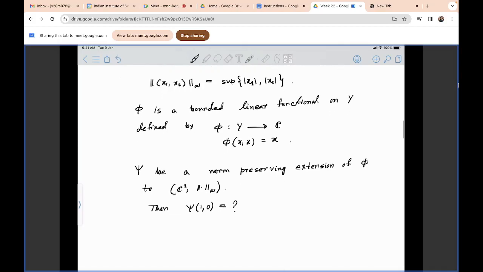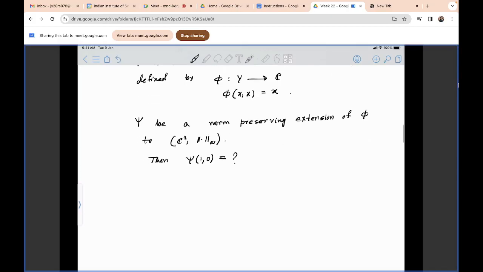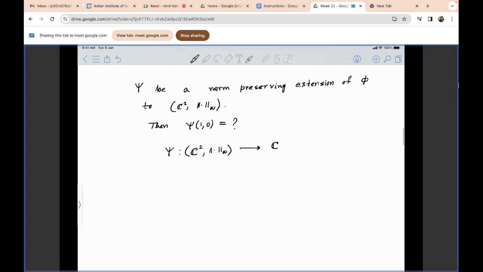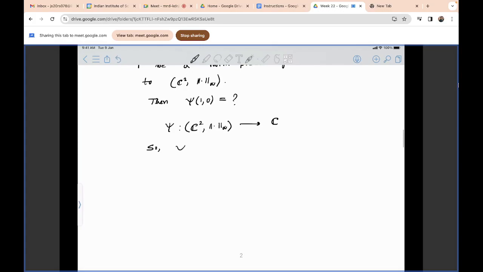So what is psi? Psi is a linear functional from C2 with sup norm to C. So how do the linear functionals on C2 look? Let's see. Psi is a bounded linear functional on C2.